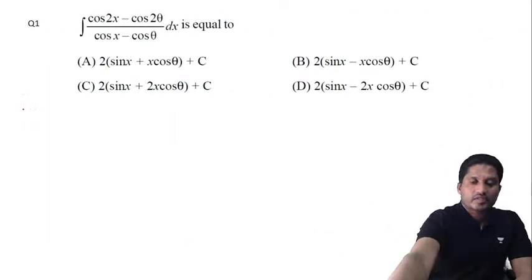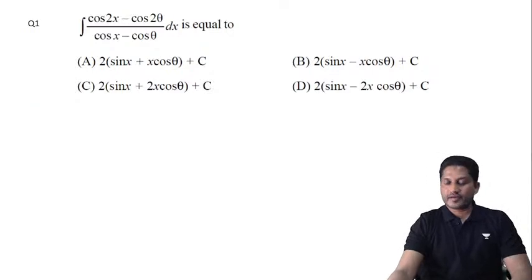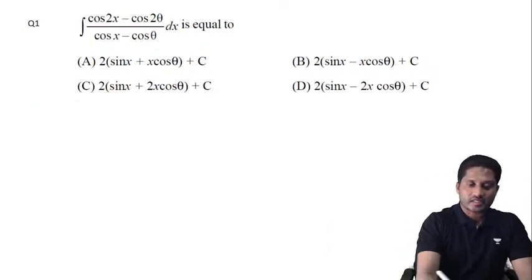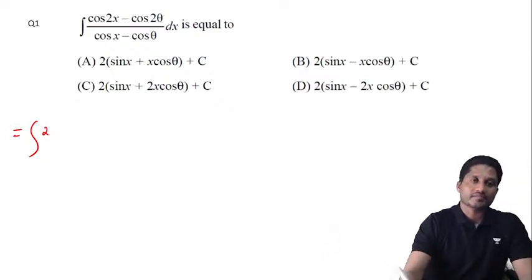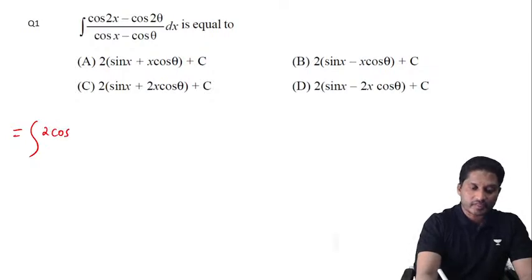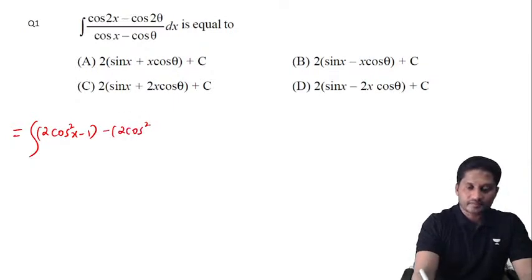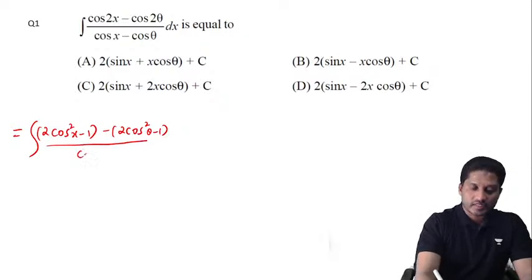Okay, now these were the worked out examples of exemplar, indefinite and definite. Now these are the exercise MCQs, the unsolved MCQs in the textbook, NCERT Exemplar. Cos 2x is 2 cos square x minus 1, right? And cos 2 theta will be equal to 2 cos square theta minus 1, right? Whole divided by cos x minus cos theta, and d theta.